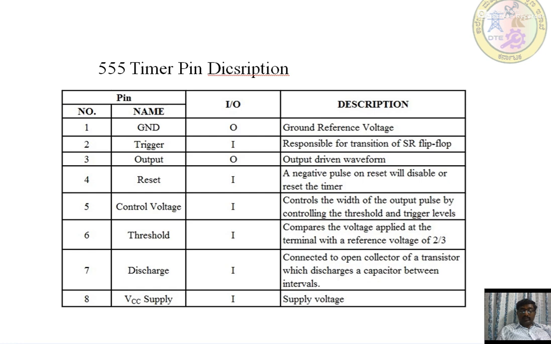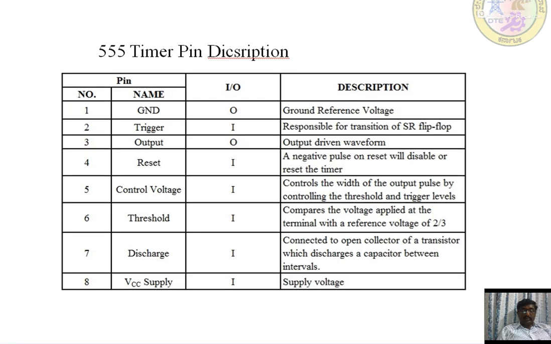Next, threshold compares the voltage applied at the terminal with a reference of 2/3. So the threshold is what we should be comparing with 2/3 of the voltage. Discharge is also acting as the input connected to the open collector of the transistor, which discharges the capacitor between intervals for charging and for discharging. Next, VCC supply. So this one is also acting as the input, that is the supply voltage.